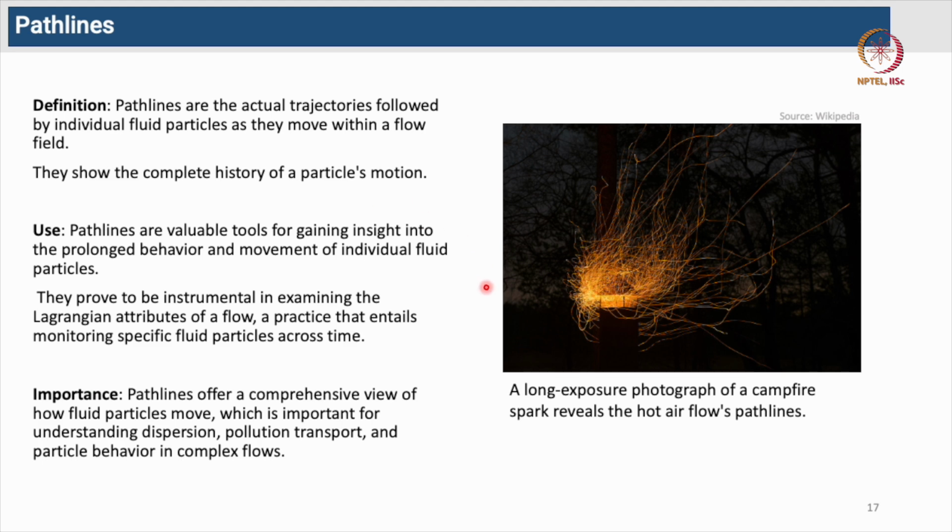So these are, for example, path lines. The path lines are actual trajectories followed by individual fluid particles as they move. This is a long exposure photograph of a campfire which shows the path lines. Path lines are valuable tools because they enable you to get insight into the prolonged behavior and the movement. They can also tell you how cohesive the path lines are, so you understand how the transport might have happened, especially in complex flows. This is a very useful tool. You can see how useful this is in detecting this.